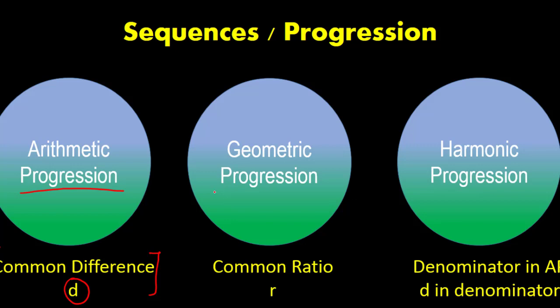The next progression is a geometric progression, where you have the multiplier, that is a common ratio r, what number you are multiplying. Harmonic progression is nothing but the reciprocal, the denominator in AP. So these we'll see in very detail in the upcoming videos. So first we will focus on this arithmetic.